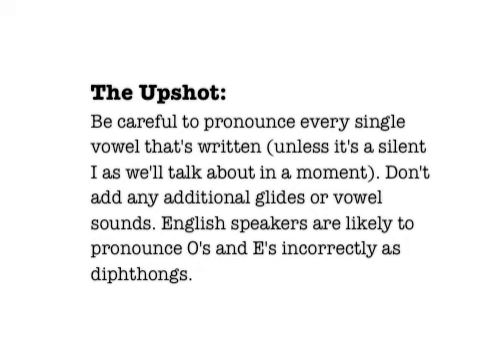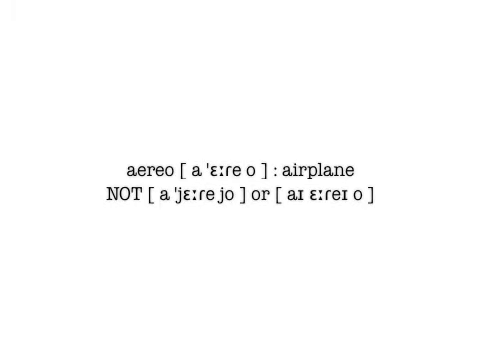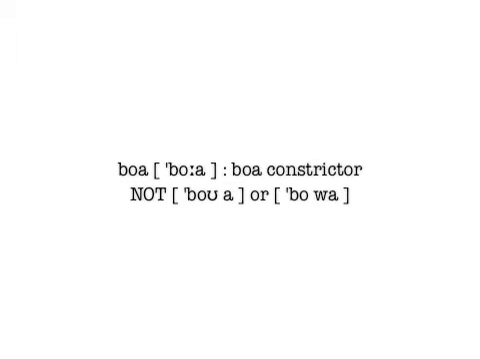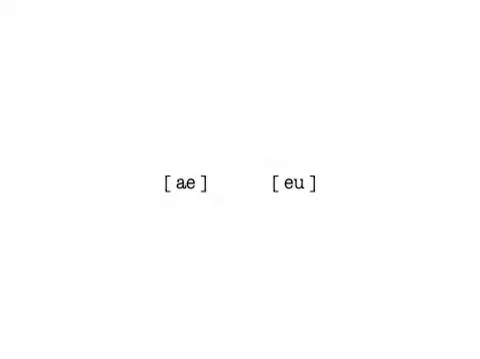Anyway, I'm especially talking here about diphthongs that start with open or closed E's and O's, and sometimes A's as well. You'll want to be careful, for example, to pronounce aereo, beare, and boa with each vowel pure and distinct. You can almost just keep the vowel the same and relax your lips to go from the O to the A. Two more difficult combinations are ae and eu.